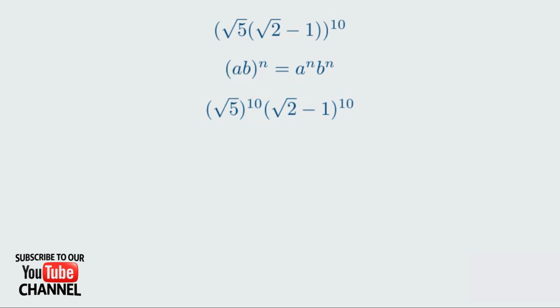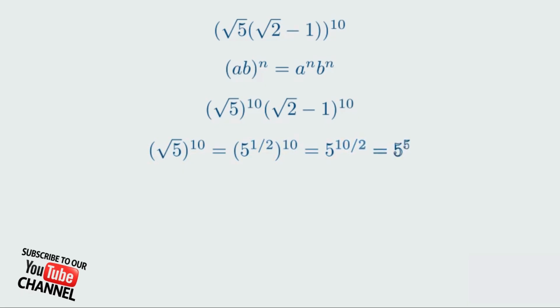Let's work with the first part. Square root of 5 to the 10th power. A more convenient way to write this is as 5 to the power of 1/2, all raised to the power of 10. Using another exponent rule, a to the m, to the n equals a to the m times n, we multiply the exponents. 1/2 times 10 is 5. So, this simplifies to 5 to the 5th power.